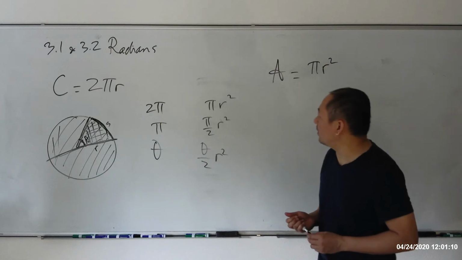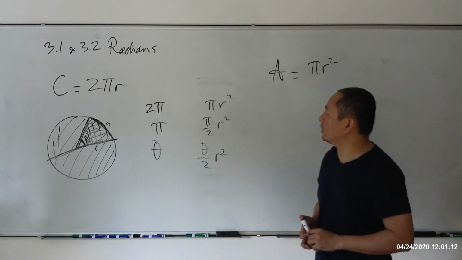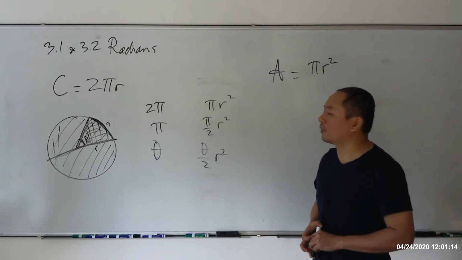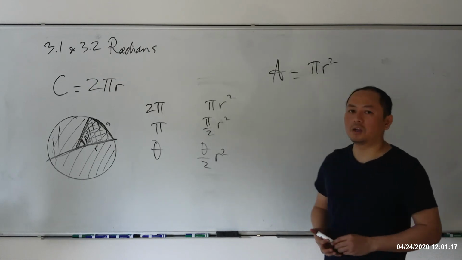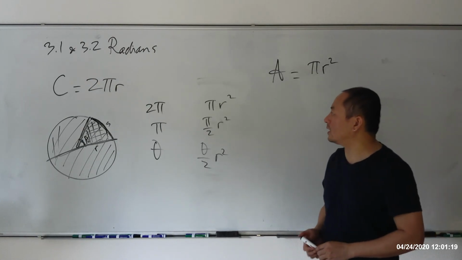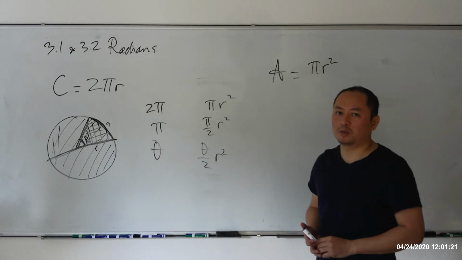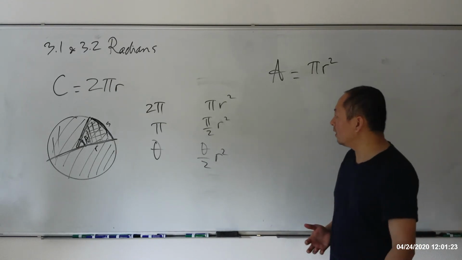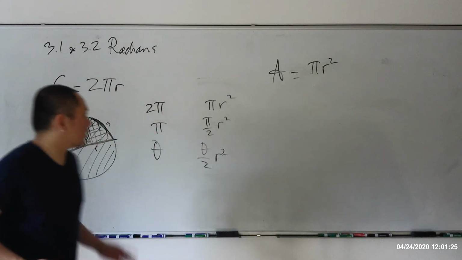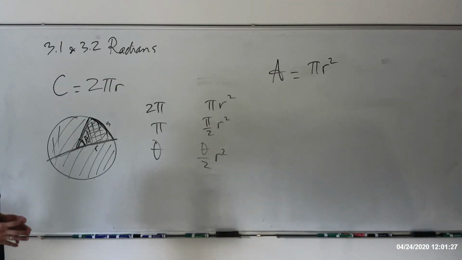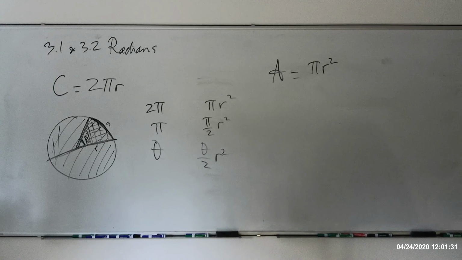And this is pretty much it for the first two sections of chapter 3, 3.1 and 3.2. I just tried to introduce you to a new system called radians and some basic formulas that you already know. So hopefully that will be good enough for you to start exercises on 3.1 and 3.2. And as usual, please ask questions if you have any. Thank you, guys.